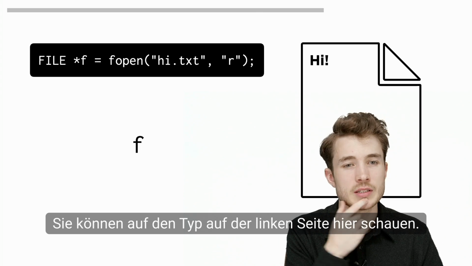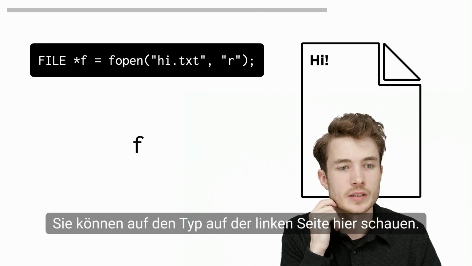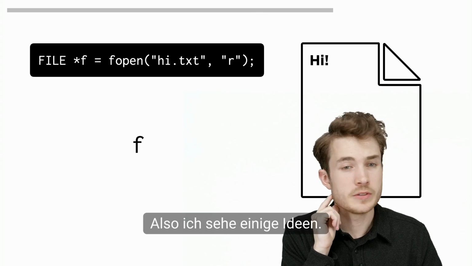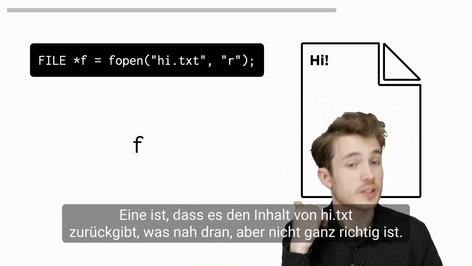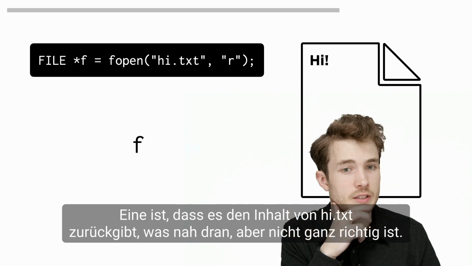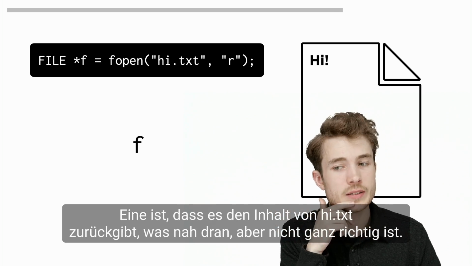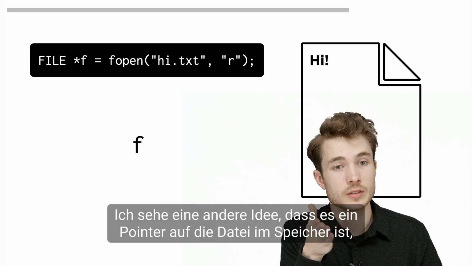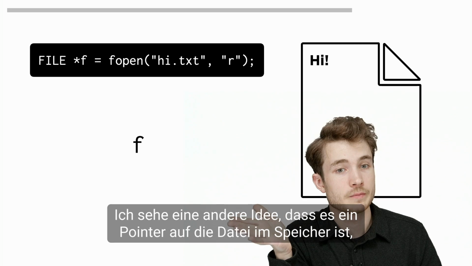You could look at the type on the left-hand side here. So I'm seeing a few ideas. One is that it returns the contents of hi.txt, which is close but not quite. I'm seeing another idea that it's a pointer to the file in memory, which is a good idea.